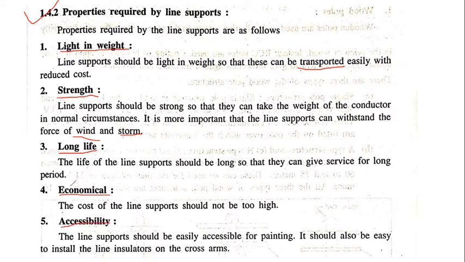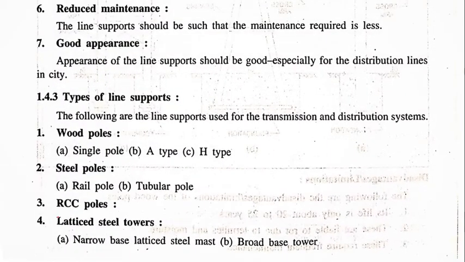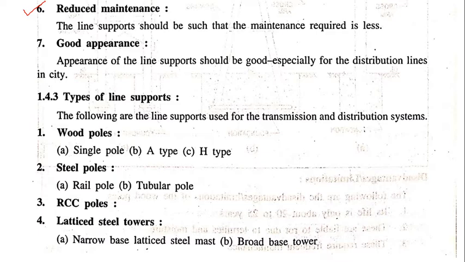Next is accessibility. The line support should be easily accessible for painting. It should also be easy to install insulators and cross arms. So accessibility should be very good. These are the properties of the material. Then reduced maintenance: the line support should be such that the maintenance required is very little. And good appearance, especially in the distribution lines of a city, because it changes the look of that city.